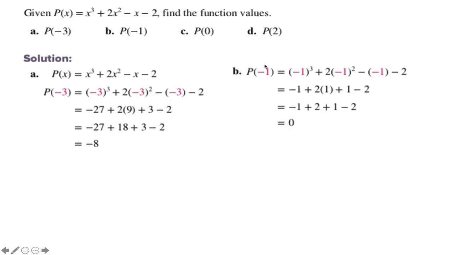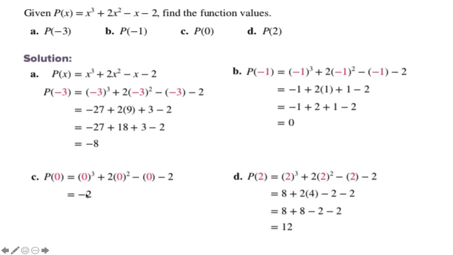Same thing here. You substitute negative 1 wherever you see x. And then we just simplify. Negative 1 to the third power is negative 1, so you have to be careful with negatives and positives. But once we simplify, you should get 0. Plugging in 0 is very easy: everything becomes 0 except for the constant term, which is negative 2. So this is how we evaluate a polynomial at specific constants. Same thing for the last case. Make sure you check that you get the same answers.